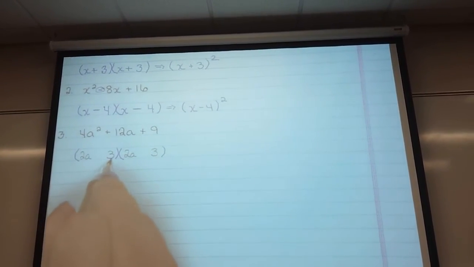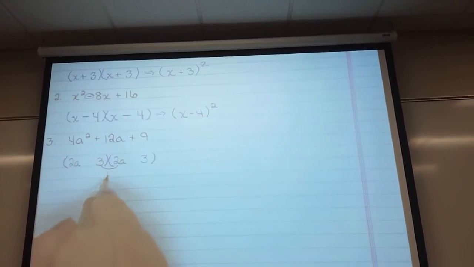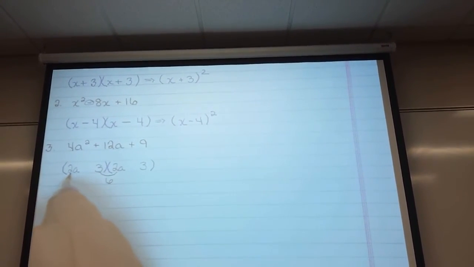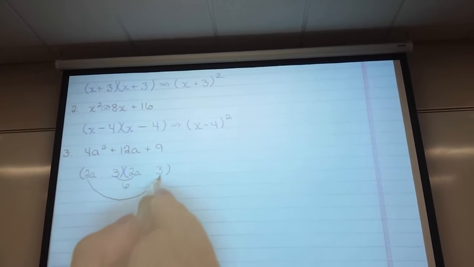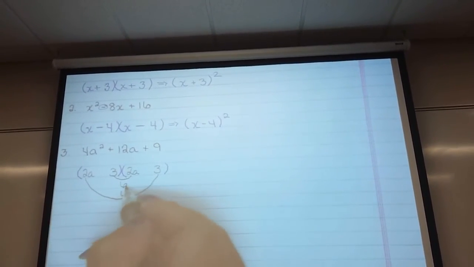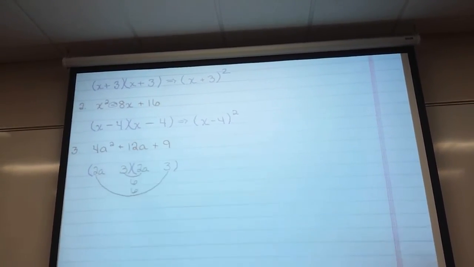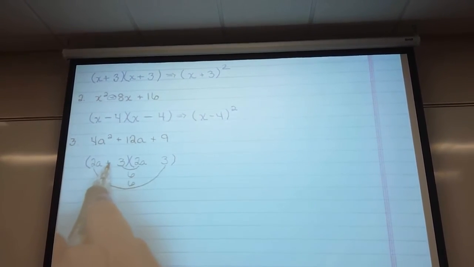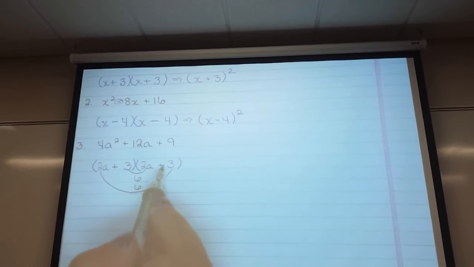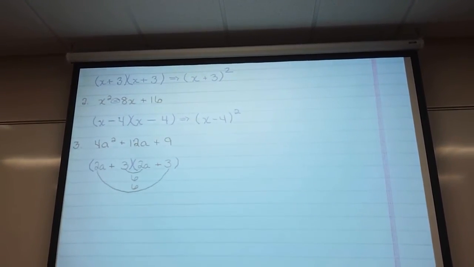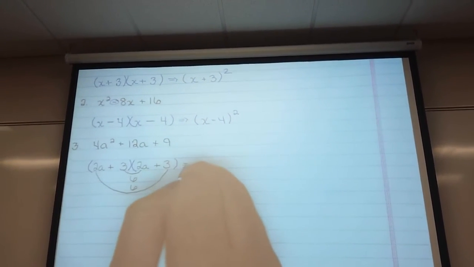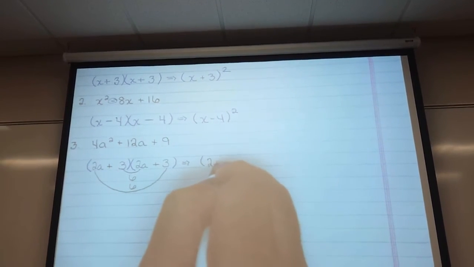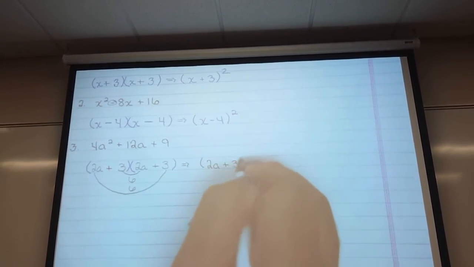So my innies, 3 times 2, 6. My outies, 2 times 3, 6. Can 6 and 6 give you 12? Yeah. And because all these signs are positive, all my signs are going to be positive. So you could write it like that, or you could simply say 2a plus 3 squared.